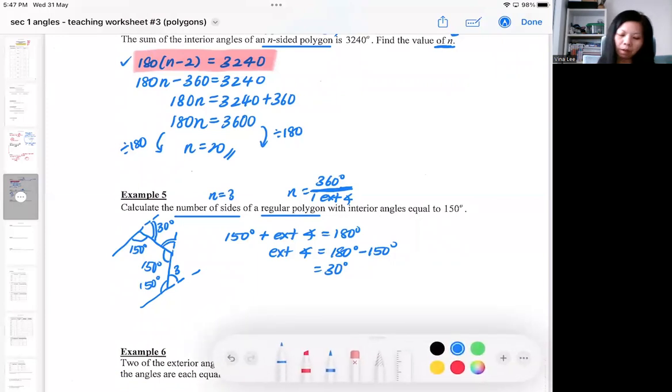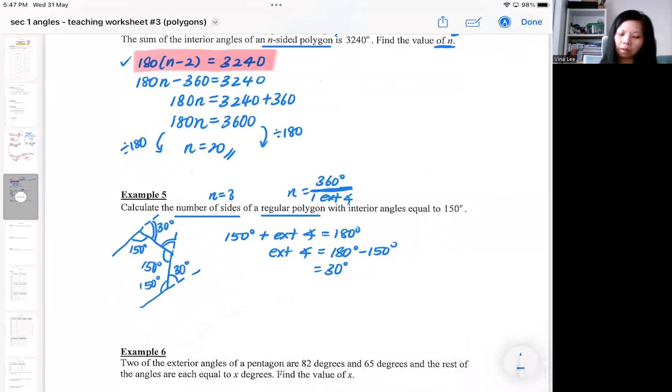So from here, how can you find the number of sides? The number of sides will be 360 divided by the exterior angle. How many 30 degrees will you have to make up 360? Don't forget, if we add up all the exterior angles, it will be 360. That's why we got this formula. So now n is equal to 12. This is a 12-sided regular polygon.